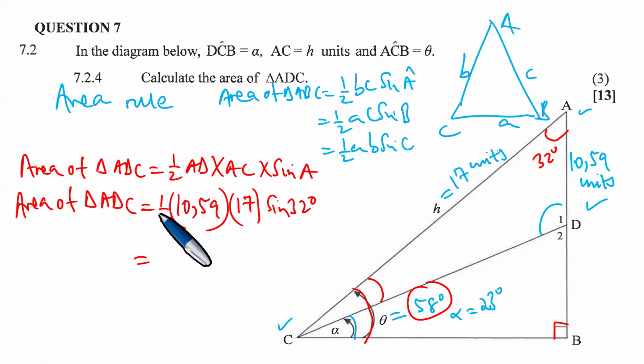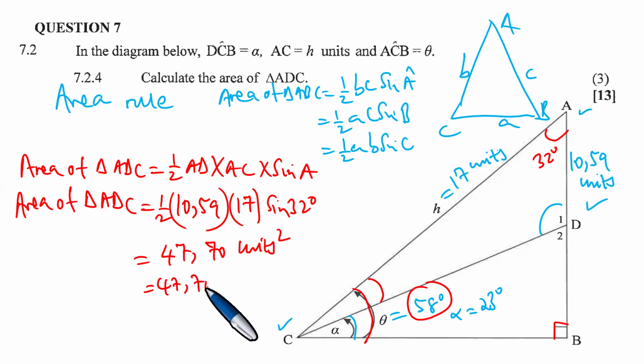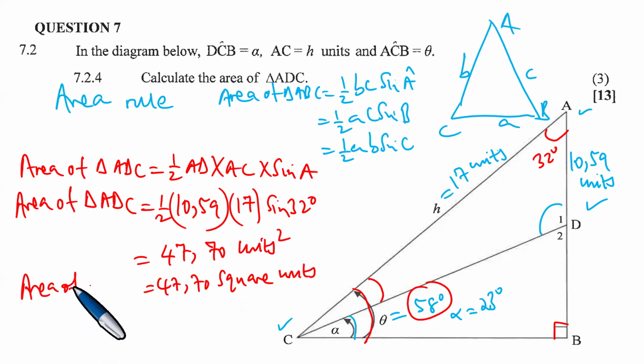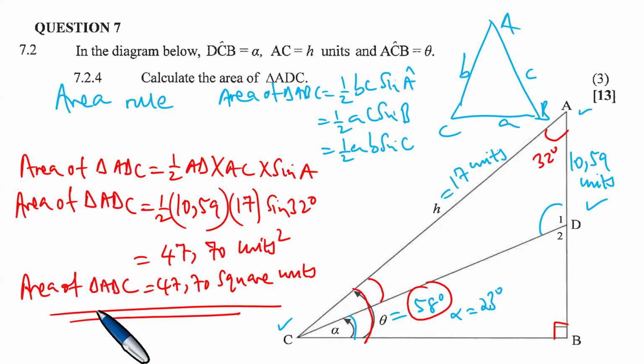Using a calculator, this is one half times 10.59 times 17 times the sine of 32 degrees, and we get 47.70 units squared. You can write square units. So this is the area of triangle ADC. Take a look at this and pay attention to this. We found the area of triangle ADC to be 47.70 square units. And we proceed to solve the next question.